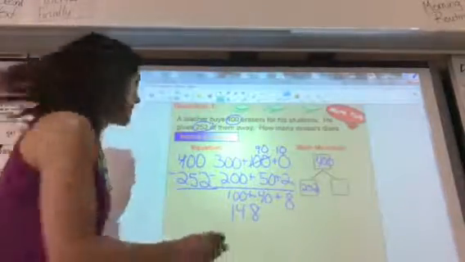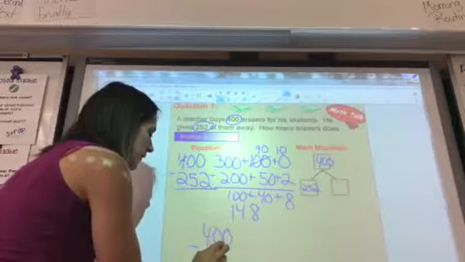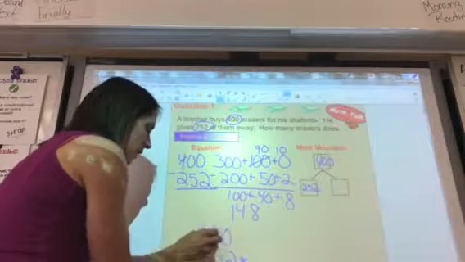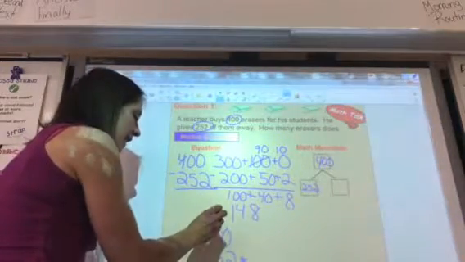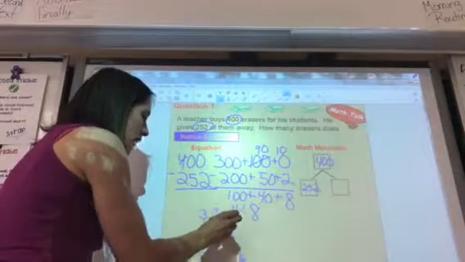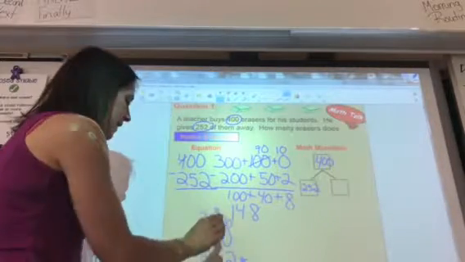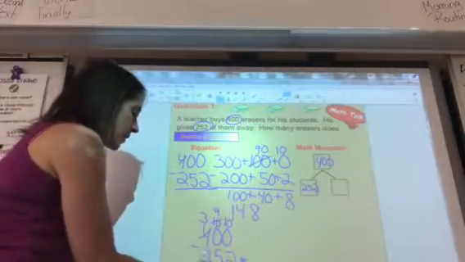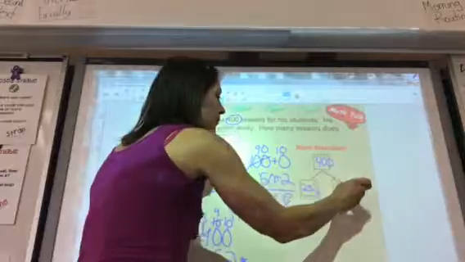I will check with the standard algorithm. 400 minus 252. I go next door. No one's home. I go to the hundreds, ungroup 100, 3 hundreds, and 10 tens. Ungroup a 10, there's 9 tens and 10 ones. 10 minus 2 is 8. 9 minus 5 is 4. 3 minus 2 is 1. 148 is the missing add-in.